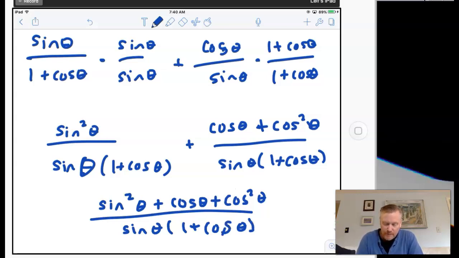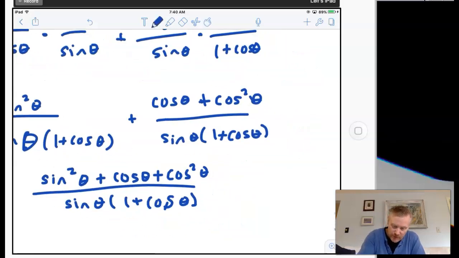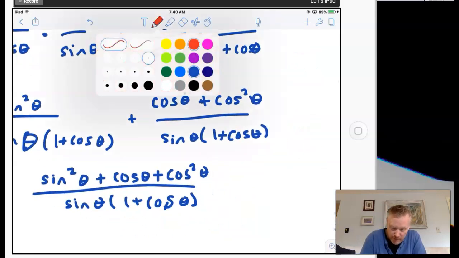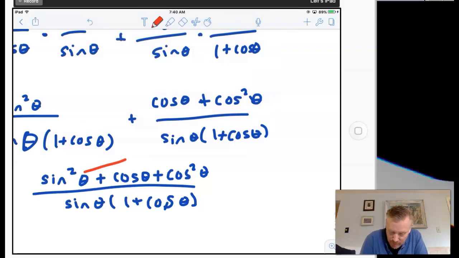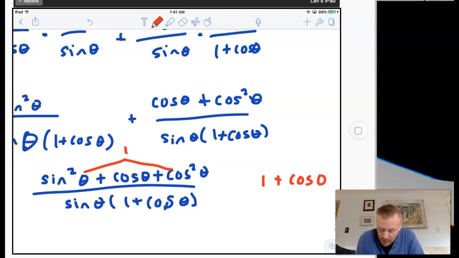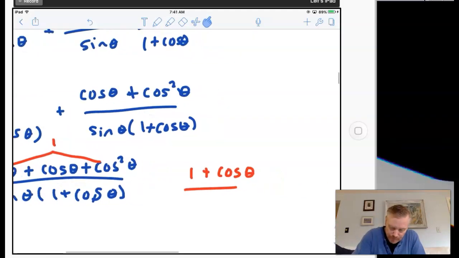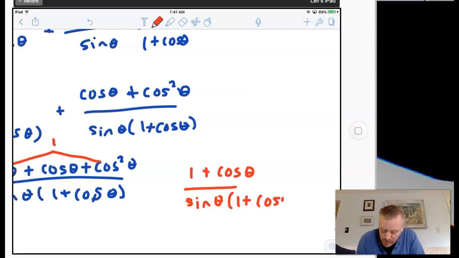All right, so I get that. Okay, now what I'm looking for is stuff that I can cancel out. Sine squared plus cosine squared is a biggie. All right, sine squared plus cosine squared is 1. So these two here are 1, which means my new numerator is 1 plus cosine of theta, all over sine of theta times 1 plus cosine of theta.